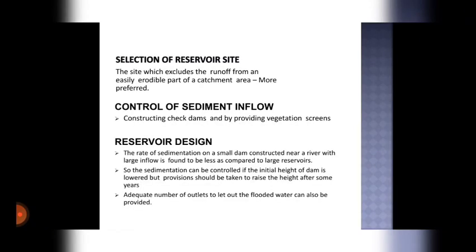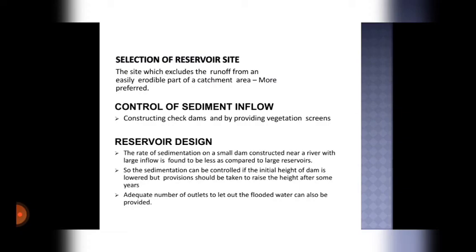Here, selection of reservoir site. We know that reservoir sedimentation can be controlled by choosing a site in such a way that the sediment inflow is low. The site which excludes the runoff from an easily erodible part of the catchment area is more preferred for this. It can also be done by control of sediment inflow. For this, constructing check dams and providing vegetation screens can be done. Check dams are dams which are built across channels or gullies to reduce the rate of intensive flow, monitor and trap sediments which are of large coarser materials, and to reduce the flood discharge.